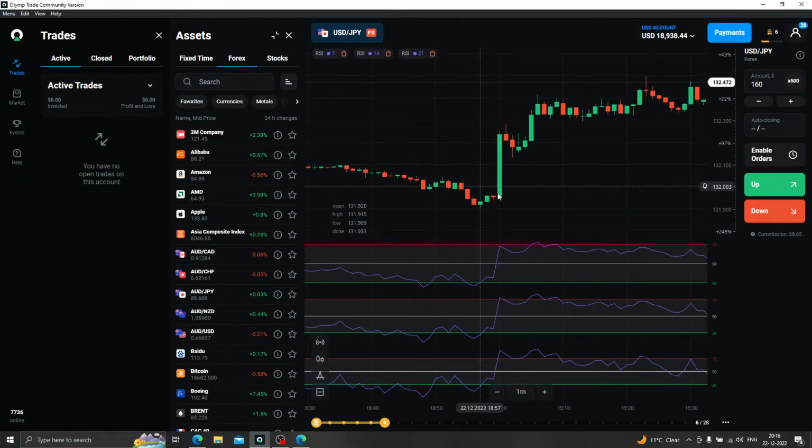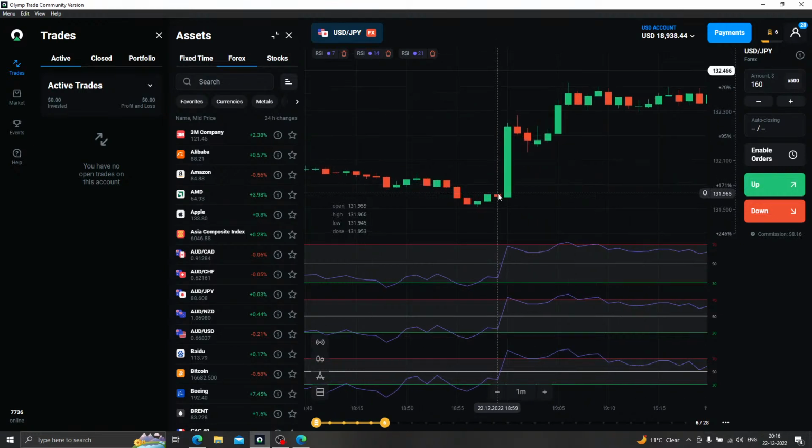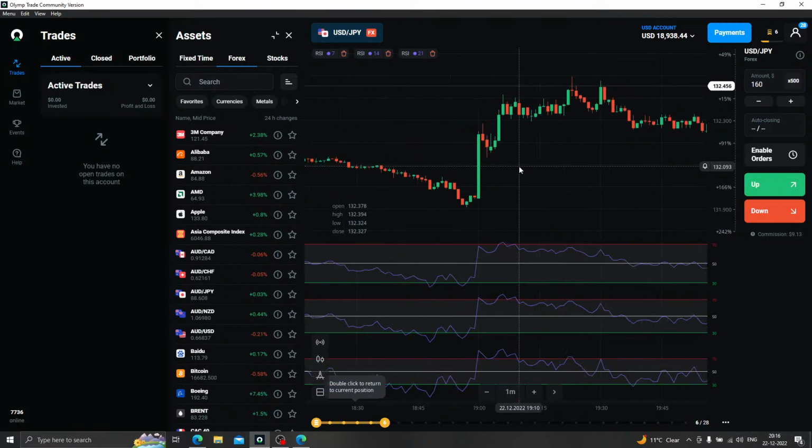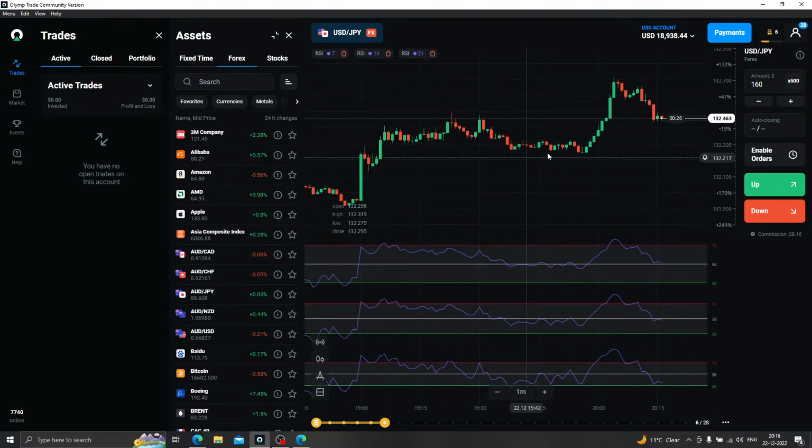For example, here you can see the price movement. This is a 1 minute candle, and just in 1 minute, the price moved from this point to this point. And if you enter at this point, then you will lose a lot of potential profit, and the price might roam at that level only.